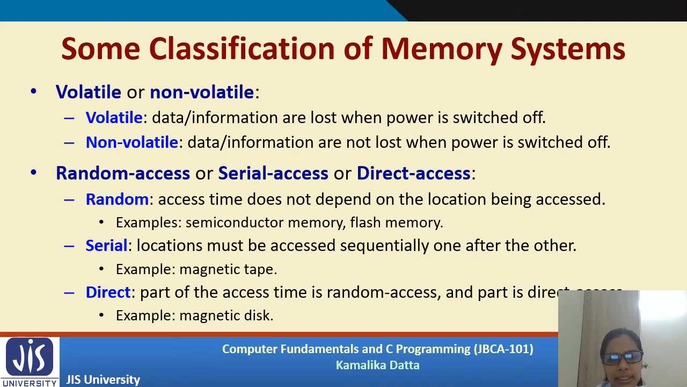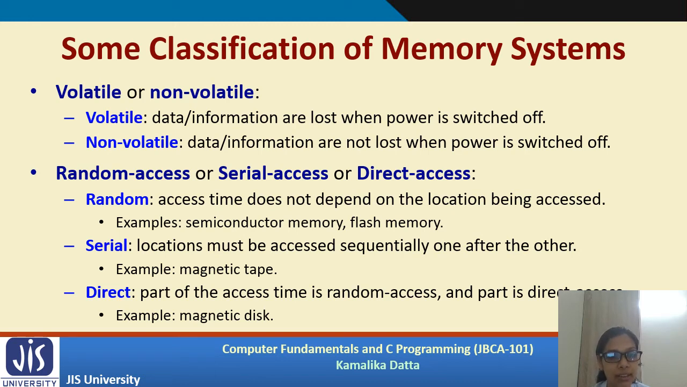So by random access, what we mean is access time does not depend on the location being accessed. It's any location, first location or the last location. It is simply random. Everything will take the same time. But what is the example? The examples are semiconductor memories. Today's main memory that you have in your computer is basically random access. Flash memory, SSD, are basically random access.